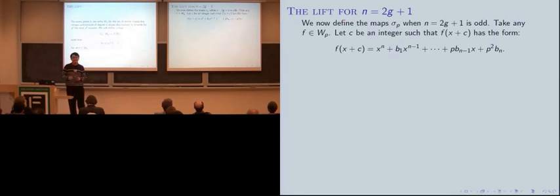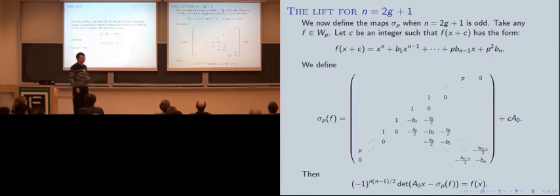Okay, so let's look at that map. I'm only going to write down the formula when n is odd. When n is even, it's pretty much the same formula. So let's look at the case when n is 2g plus 1. Let's take one of our problem polynomials. Then we know there was a double root mod p, and moving that double root to 0, we see that f of x plus c has this form, where p divides the linear term and p squared divides the constant term. Okay, are you ready for the lift? So here we go. I'll give you 10 seconds to parse this.